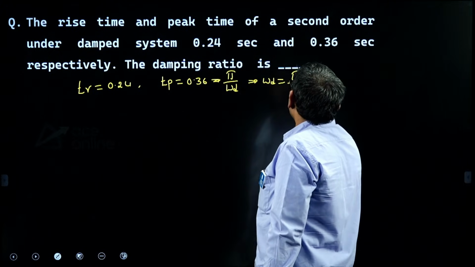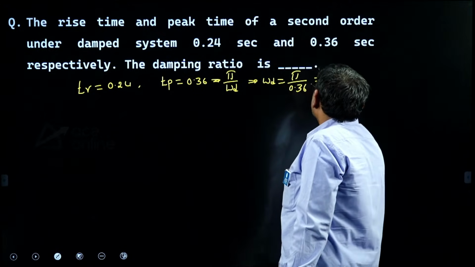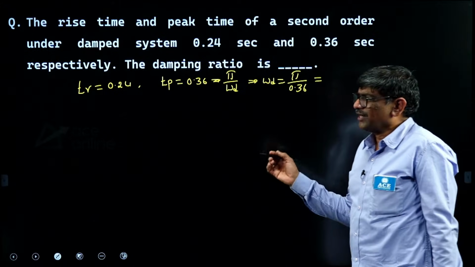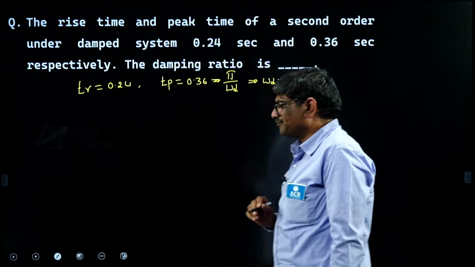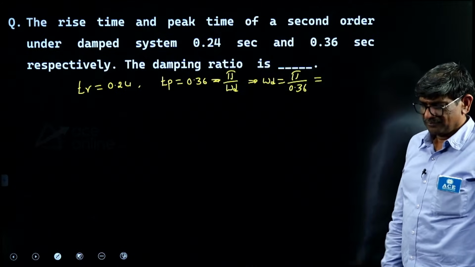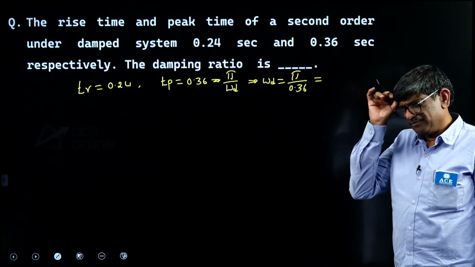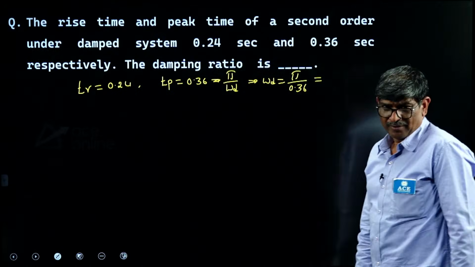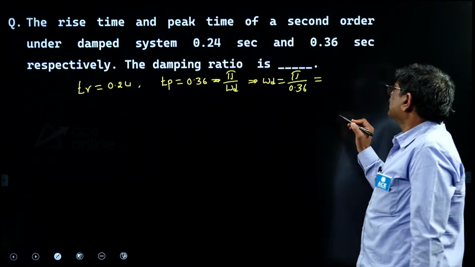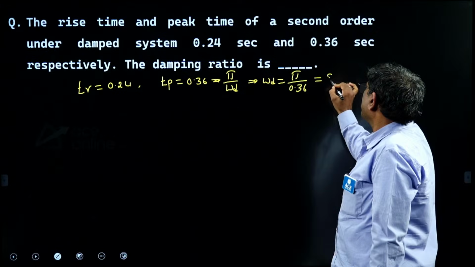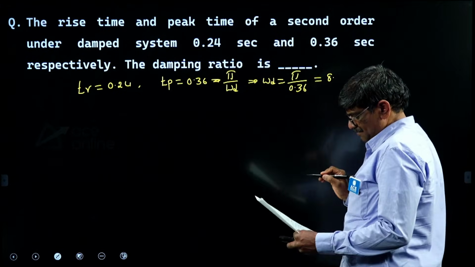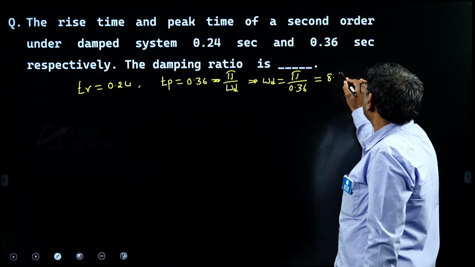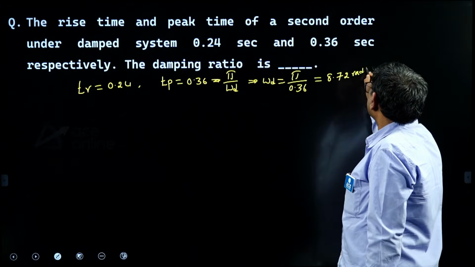Omega D equals pi by 0.36. Come on, what is the answer for omega D? Then use TR and get the value of zeta. Just practice the questions. What is omega D? You will get omega D as 8.72 radians per second.